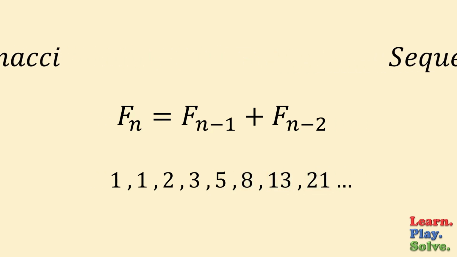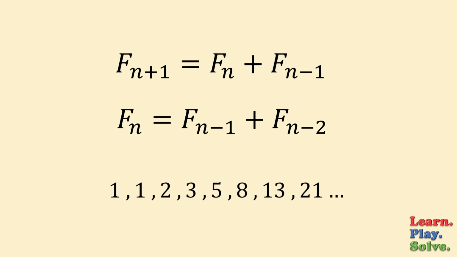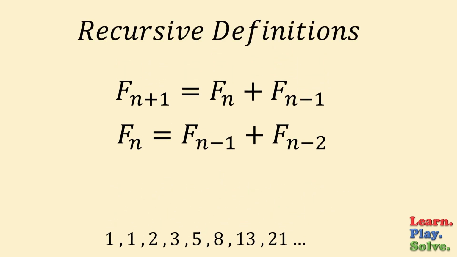In fact, we can phrase this a different way. To find the next Fibonacci number, add the current number to the previous one. These are what's called recursive definitions. They define each term by its preceding terms. They're helpful formulas if you happen to know what those preceding terms are.